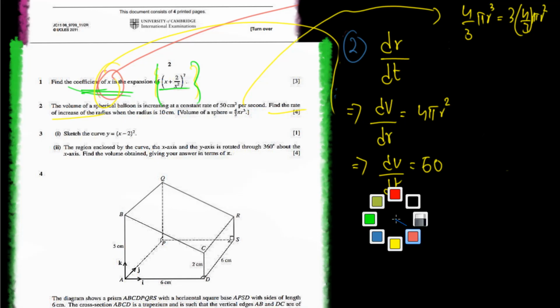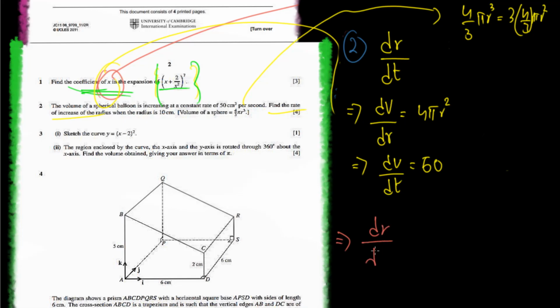If I take the derivative of 4 by 3 pi r cube, that should give me 3 goes over here, that would be 3 multiplied by 4 by 3 pi r squared. So the derivative of volume by radius is basically 4 pi r square. And that's the derivative that we have in the question. Second derivative that we also have in the question is dv by dt, the rate of volume by time, which is given in the question to be 50 centimeter cube. So you have your three differentials.